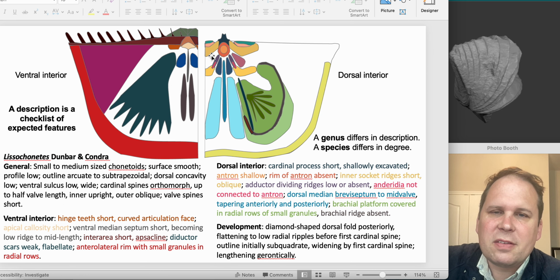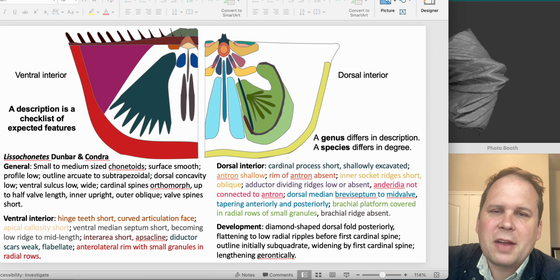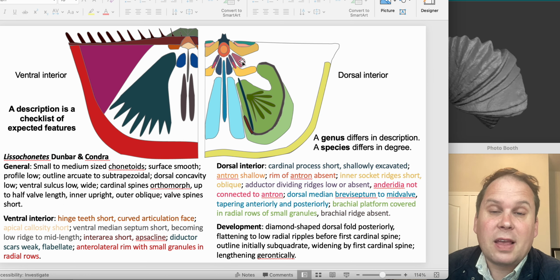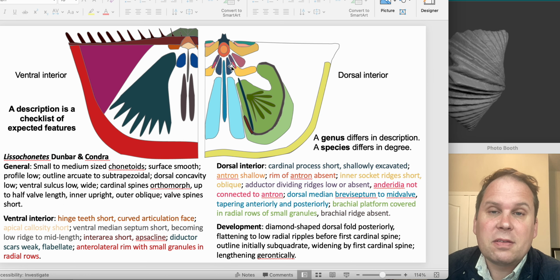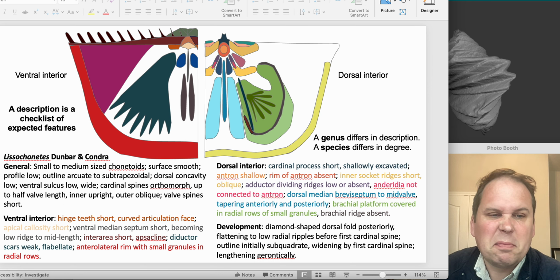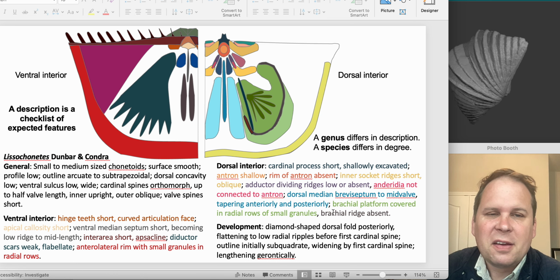Adductor dividing ridges. So there are inner and outer adductor, like muscle scars, two sets on conatoids. And so here are the outer ones, here are the inner ones right here along the middle. The inner ones are this bluish color, the outer ones are kind of like pinkish meat colored. Yeah, gross.